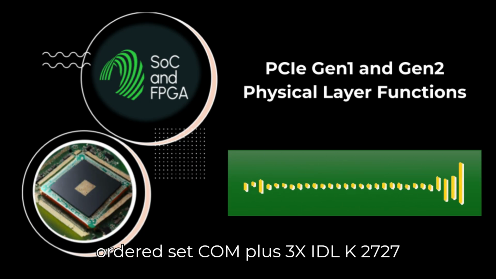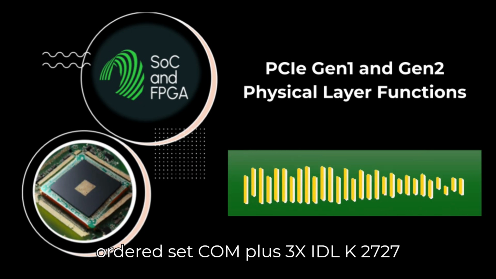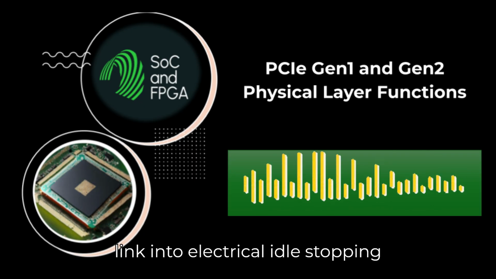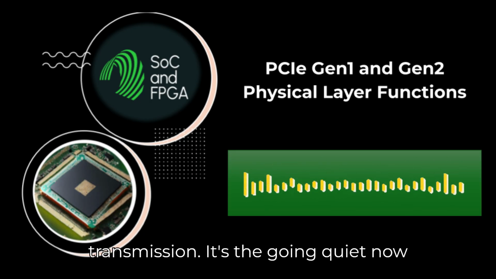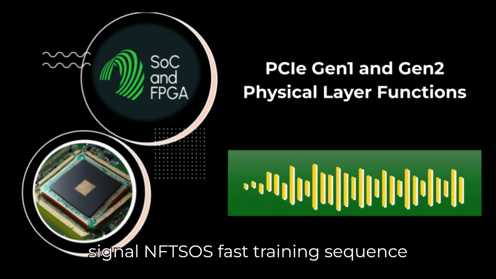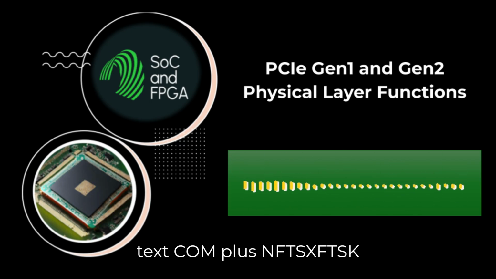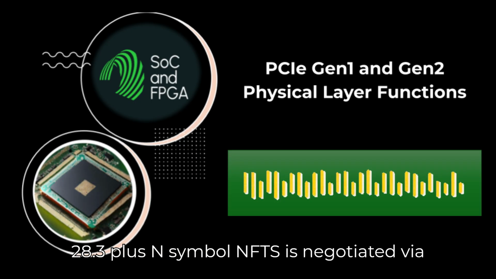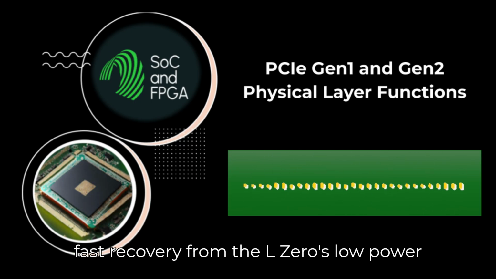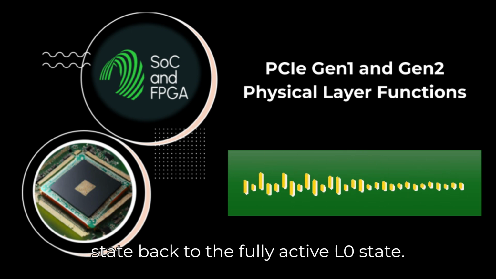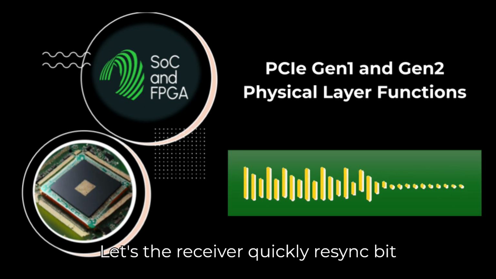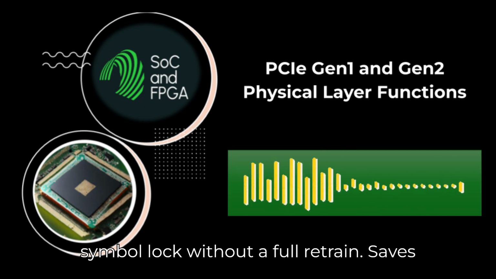Electrical idle ordered set, COM plus 3x IDL, K27.7, sent just before a device wants to enter a low power state like L1 by putting the link into electrical idle, stopping transmission. It's the going quiet now signal. And FTS-OS. Fast training sequence, COM plus N_FTS x FTS, K28.3, plus N symbols. NFTS is negotiated via TS1, TS2. FTS-OS allows a very fast recovery from the L0s low power state back to the fully active L0 state. Lets the receiver quickly resync bit and symbol lock without a full retrain, saves time and power.